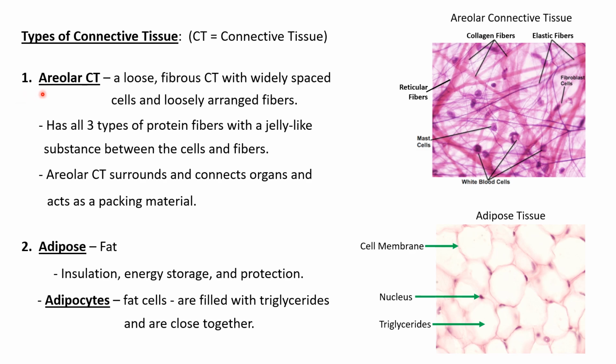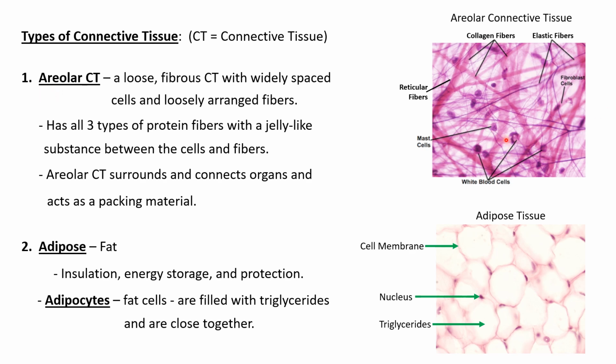So the first one here is areolar connective tissue, and that is a loose fibrous connective tissue with widely spaced cells and loosely arranged fibers. So this was our basic example. By the way, it's areolar. It's very airy, so areolar. That's how I remember it.